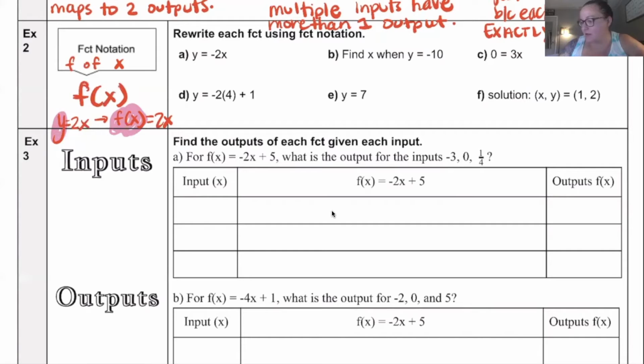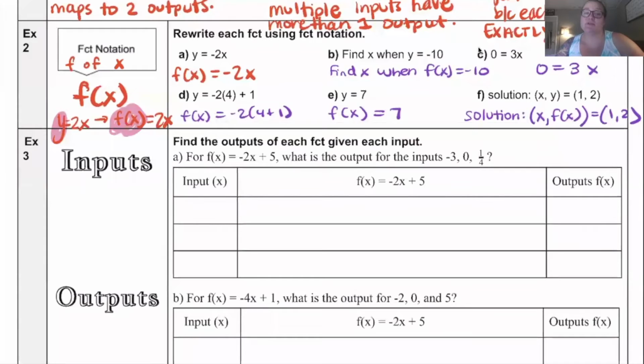So now we're going to rewrite example 2, a through f here, using function notation. So y is equal to negative 2x. Using function notation, we would write f of x is equal to negative 2x. So why don't you go ahead and pause the video and press play when you're ready to check your answer.